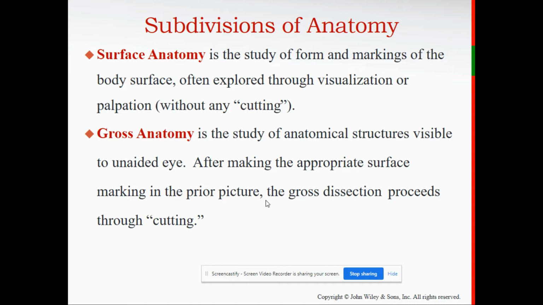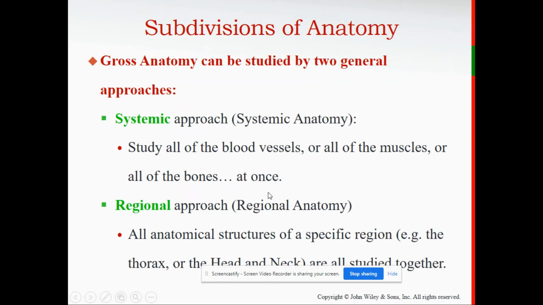Gross anatomy is, you may be thinking to yourself, things that are disgusting, but that's not how the word is used. You think of gross, if you buy something in gross, you buy it in bulk, large quantities. So gross anatomy is the study of anything that does not require the use of a microscope. So you're looking at large things that you can see with the unaided eye. Gross anatomy can be subdivided into two general approaches: systemic and regional.